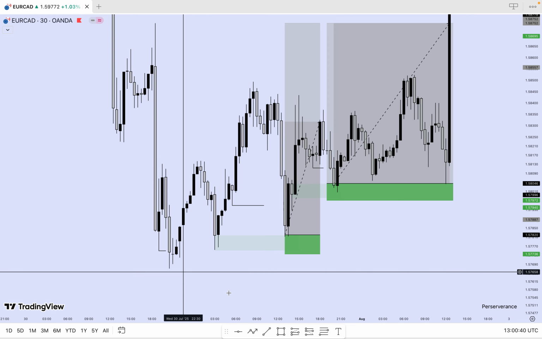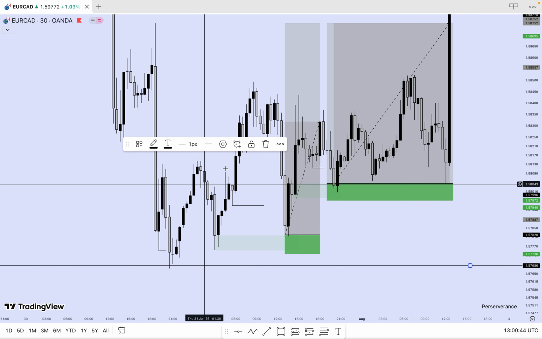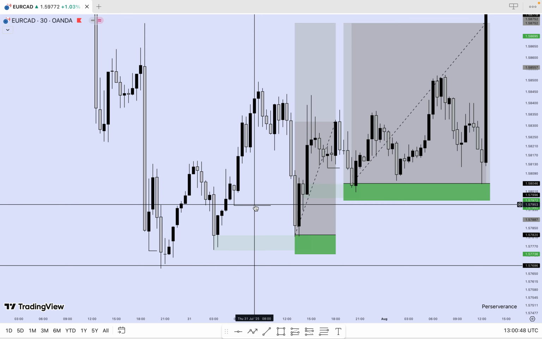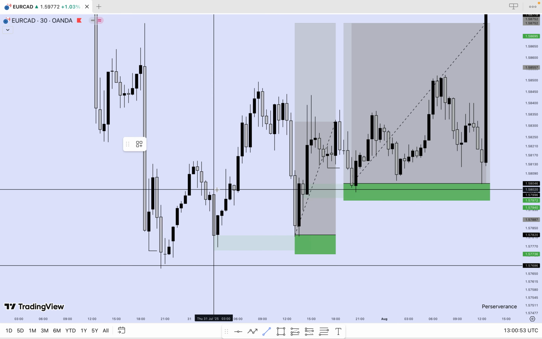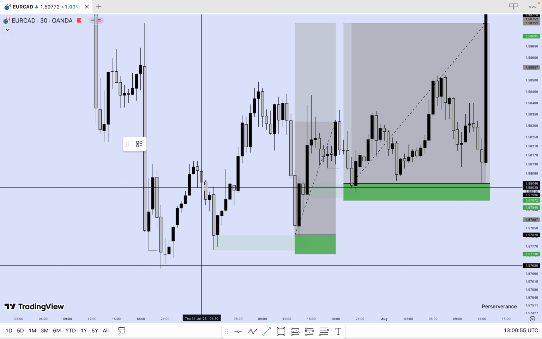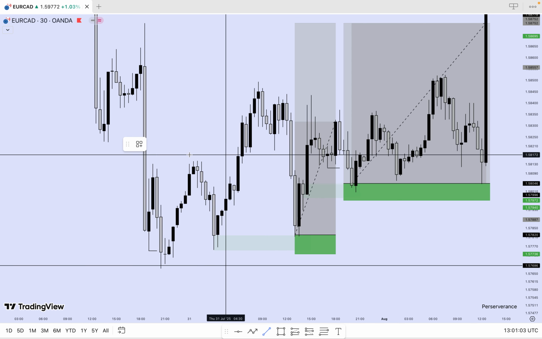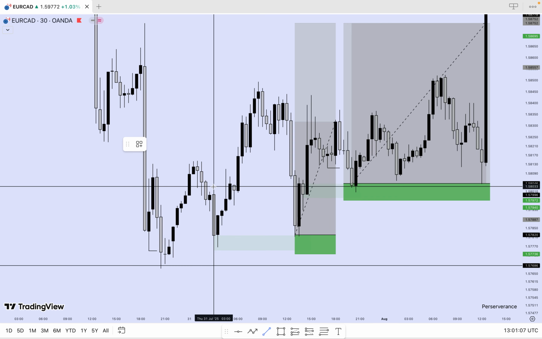So after price taps into this 4-hour level, this is the previous high of the market. This point here is the previous high of the market. You see the reason why I said the time frame does not really matter, because if I go down to the 5 minutes time frame, you are going to see it clearly. But in the 30 minutes time frame, it's just a candle. But this is the previous high of the market.